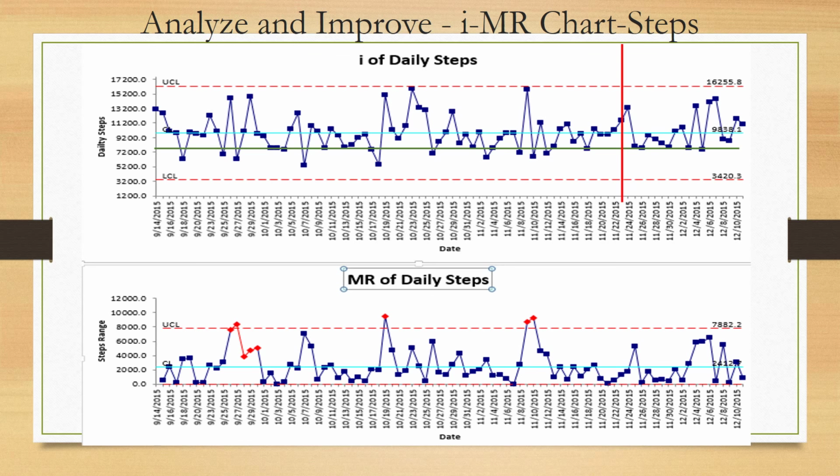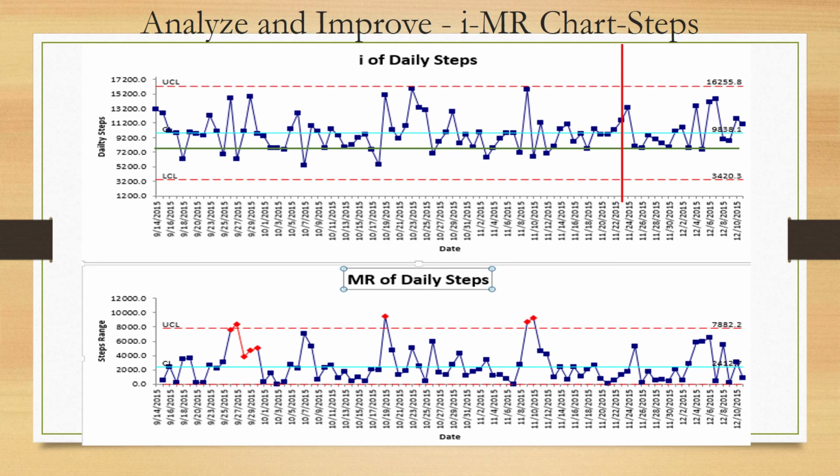2 points for the I chart. The green line I just put in there to show the goal of 7,500 steps a day, and the red vertical line is a line that's used to mark the day the improvement was implemented.